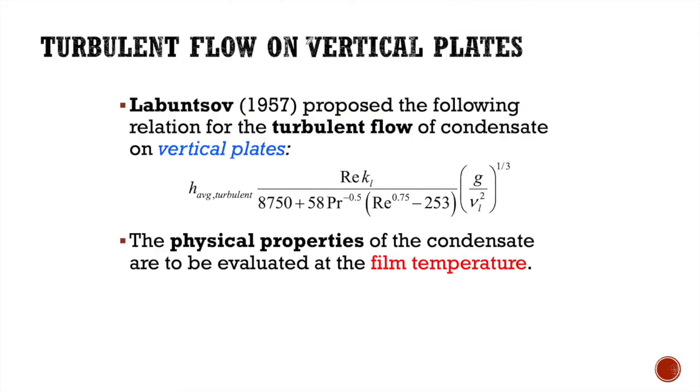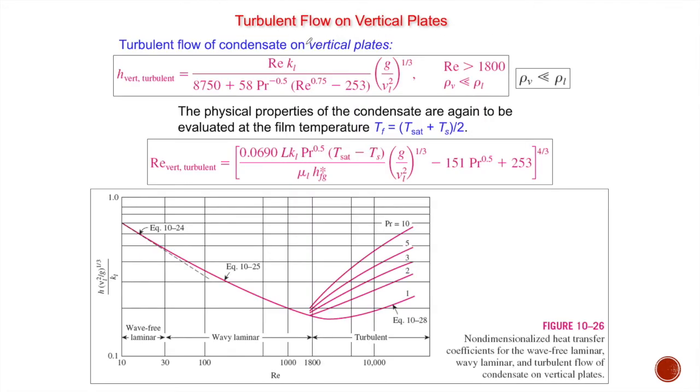And then the last one is turbulent flow. For the turbulent flow, you will use this equation to find what is the H vertical, and you will use the Reynolds number turbulent to find the Reynolds number, and then substitute into H vertical turbulent. The physical properties of the condensate are again to be evaluated at film temperature. HFG of the vapor will be evaluated at T saturation.